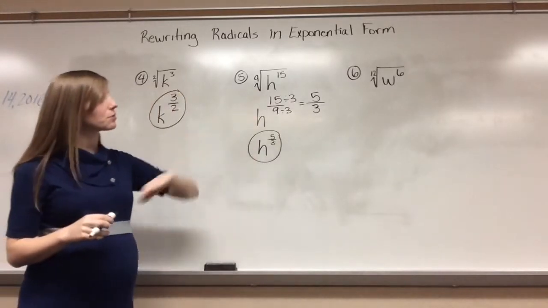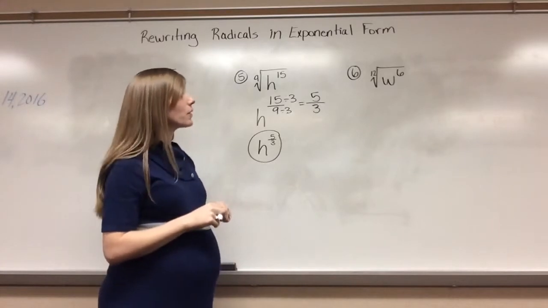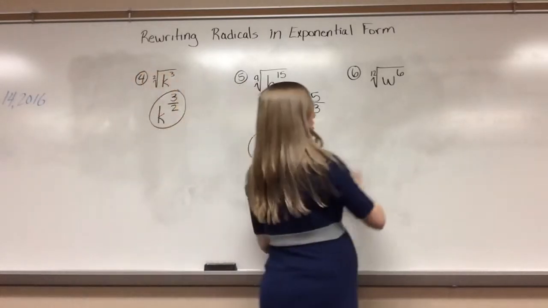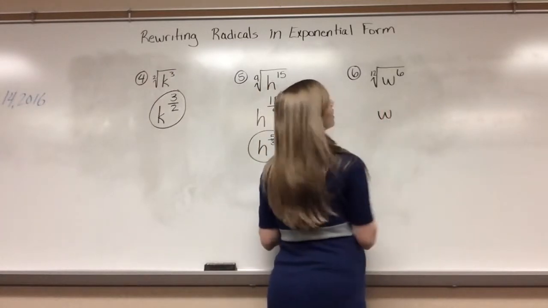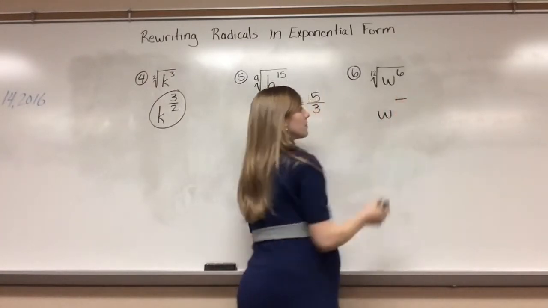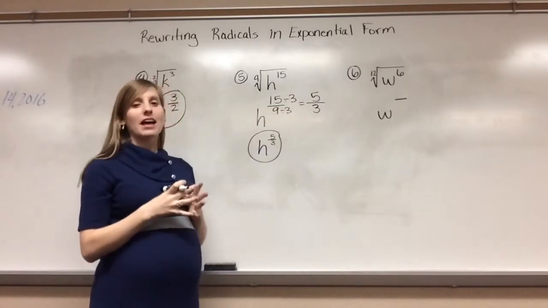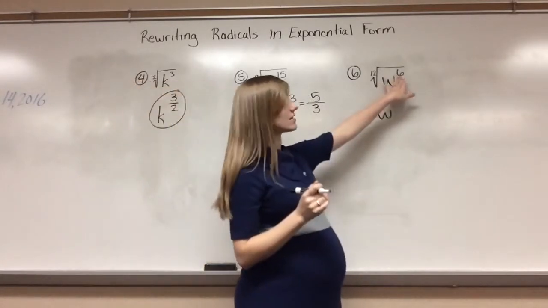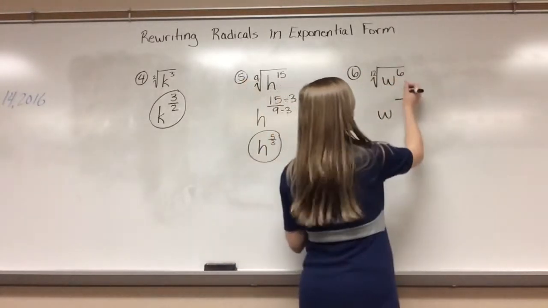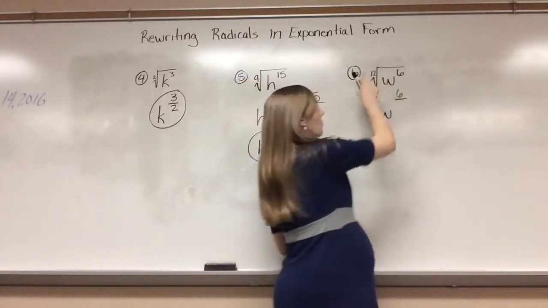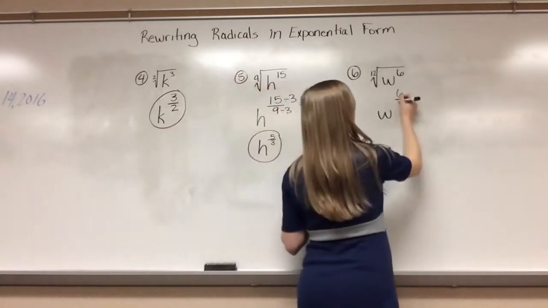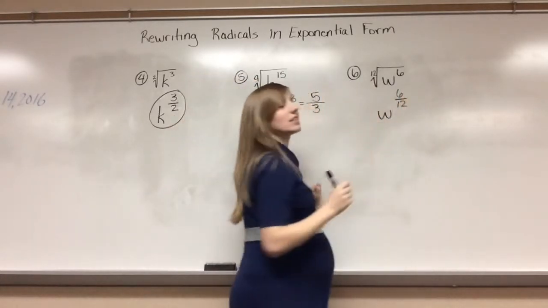All right, and last one we're going to do together, number 6. We have the 12th root of w to the 6th power. Start with your w. We're going to write our exponent as a fraction. Remember, exponent at the top, radical at the bottom. So my exponent here is a 6, so 6 goes at the top. 12 is my radical, my root, so that goes in the denominator. So I have w to the 6/12.